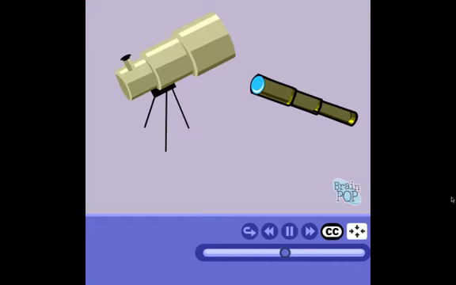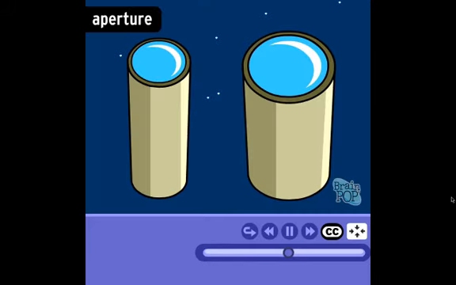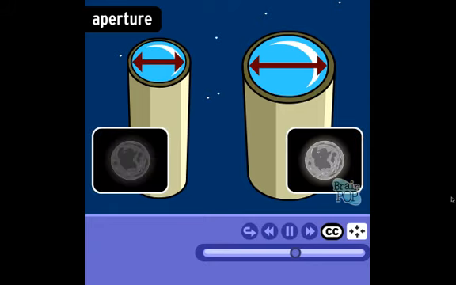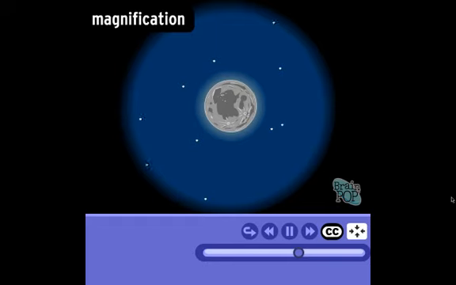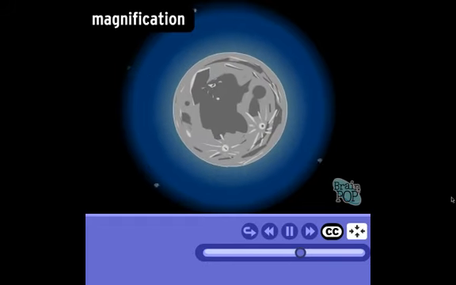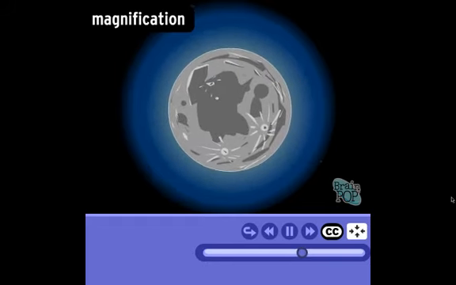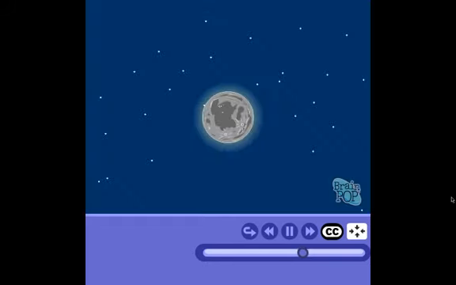Some telescopes are better at collecting light than others. The aperture of a telescope is the diameter of the lens or mirror that gathers light. The larger the aperture, the more light the telescope can focus, and the brighter the final image. Magnification is the telescope's ability to enlarge an image. Magnification is handled by the eyepiece, and it depends on the combination of lenses used.